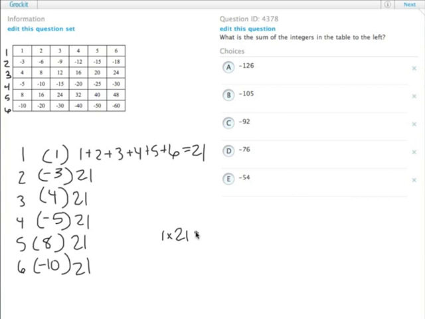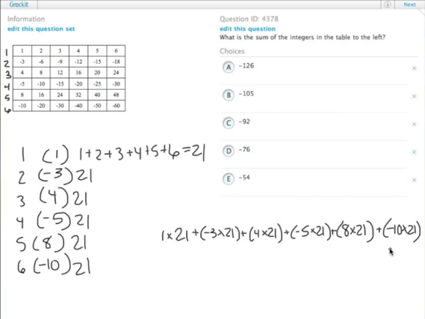1 times 21 plus negative 3 times 21 plus 4 times 21 plus negative 5 times 21 plus 8 times 21. Maybe you see where this is going. Plus negative 10 times 21. The thing all of these numbers have in common is that they're all 21 times something, so we can actually factor out that 21 and do the math on the rest of the stuff, which is going to make it a lot easier. So this is 21 times 1 minus 3 plus 4 minus 5 plus 8 minus 10.